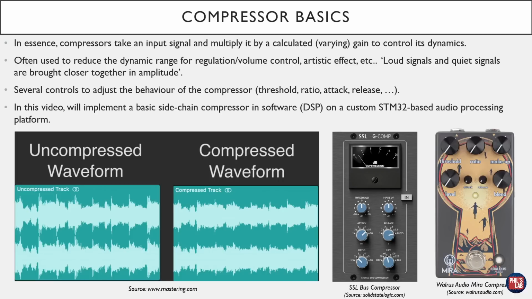Compressors are very useful, and they're used everywhere in the recording world, for musical instruments, guitar, and so on. They're often used to reduce the overall dynamic range of a signal or audio source. This is for regulation, for volume control, and might even be used for artistic effects. Oftentimes compressors sound somewhat invisible, but depending on their settings, you can quite clearly hear when an audio source has been compressed. In essence, loud signals and quiet signals are brought closer together in amplitude, which can help with controlling that audio source, especially when you're mixing or when you want to fit in with other audio sources.